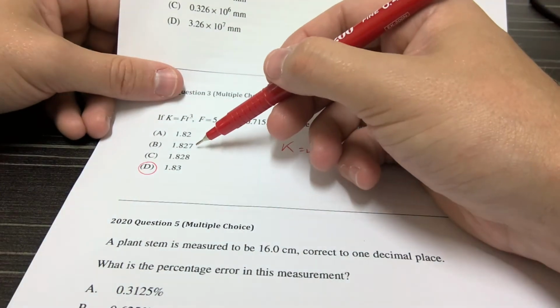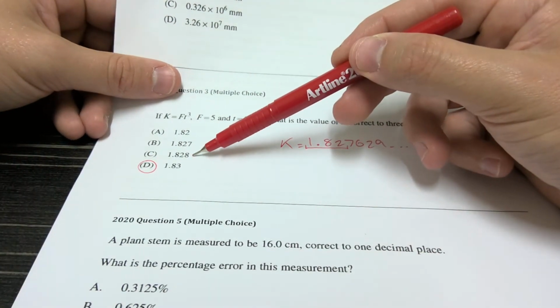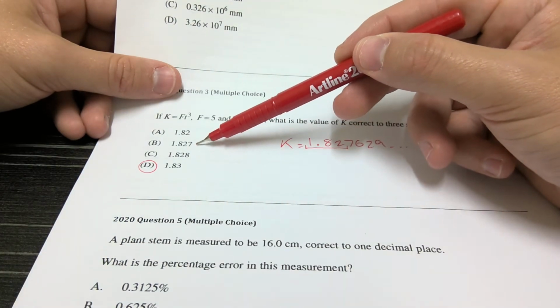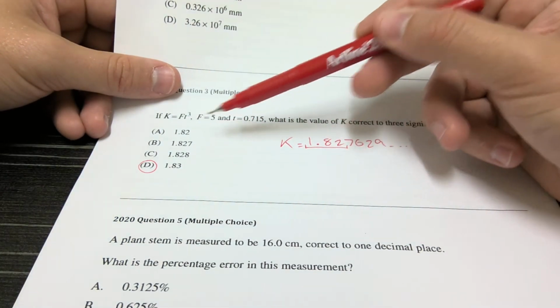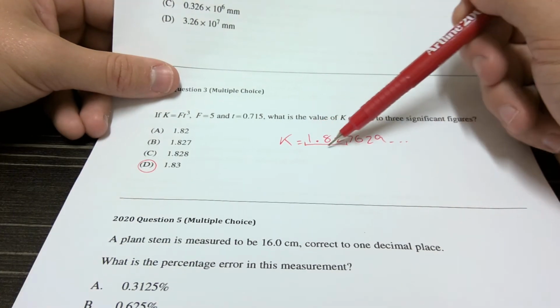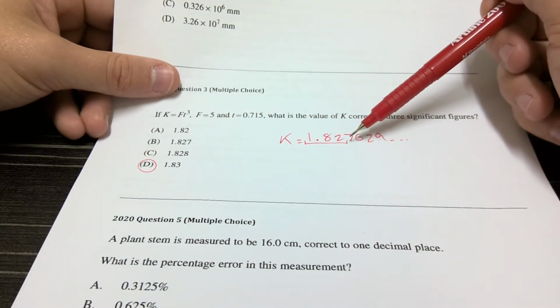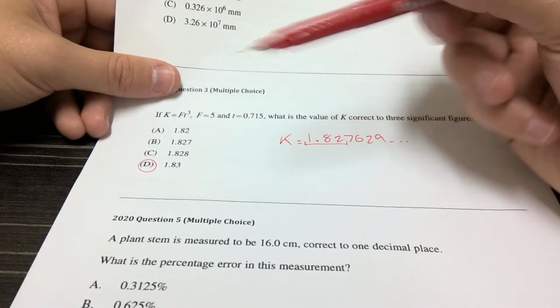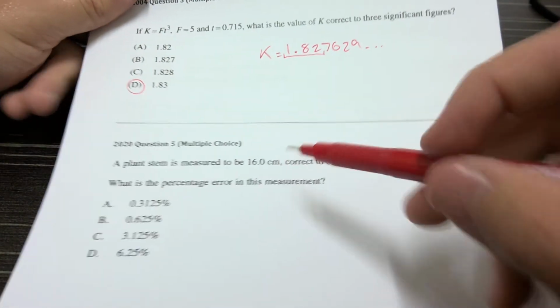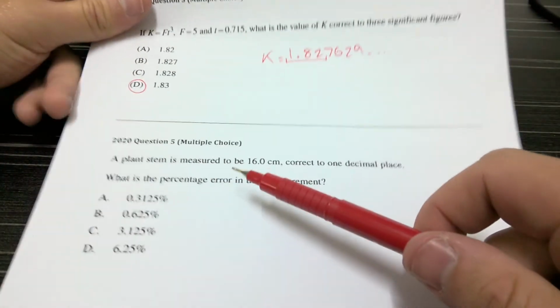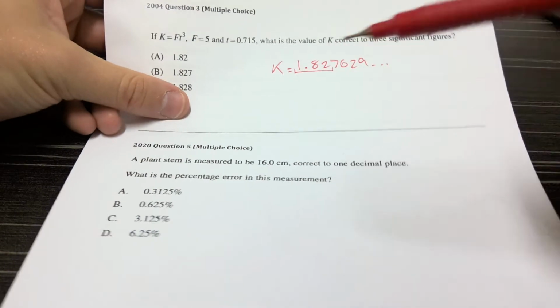So it's not that one, that would be 3 decimal places. That one's just rounded incorrectly, and that one's just rounded incorrectly. So we're not only chopping off all these digits, we need to make sure we're rounding as well. So it's 1.83. And then this last question here, again, is another percentage error question, but it says correct to 1 decimal place.